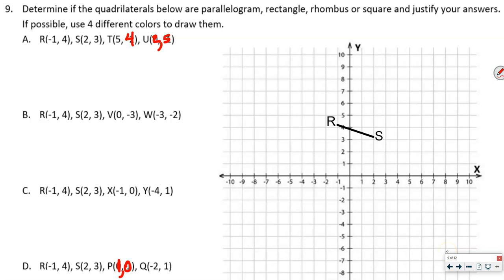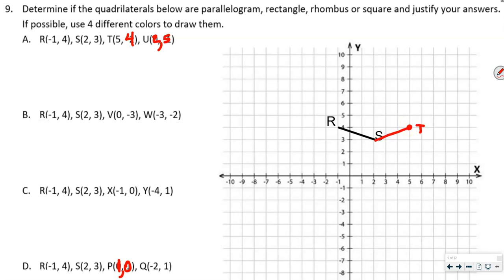So I already plotted R and S, sort of. Kind of moved a little bit. Let me see if I can fix it so it's actually where it's supposed to be, right there. Okay. All right, so there's RS. And so I'm going to plot T and U. R and S are the same for all 4 problems. So we're going to start there. So we only have to plot 2 points for each. So 5, 4 is right there. And that's my T.